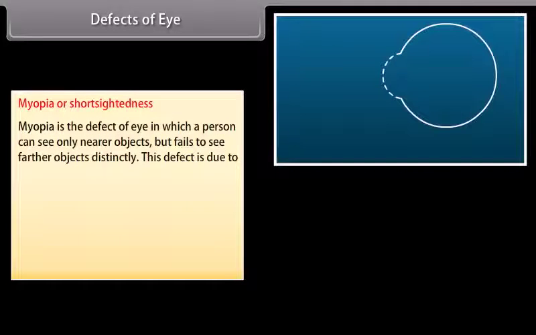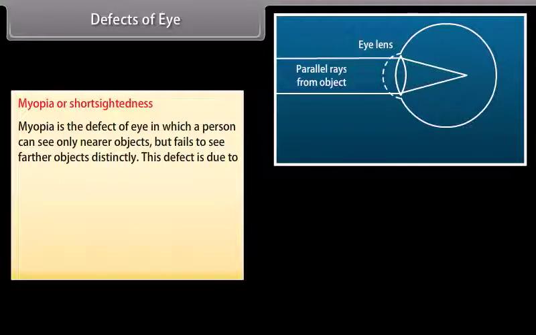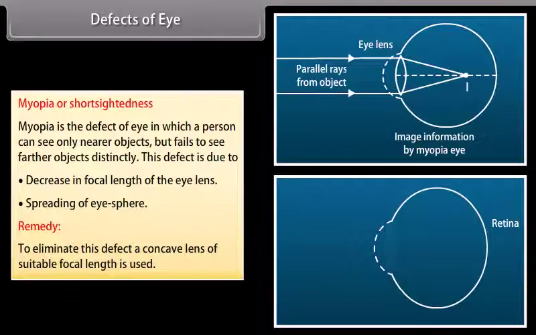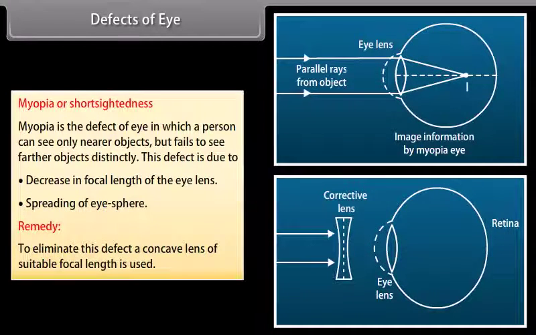Defects of eye. Myopia or short-sightedness. Myopia is the defect of the eye in which a person can see only nearer objects but fails to see farther objects distinctly. This defect is due to: 1. Decrease in focal length of the eye lens. 2. Spreading of the eye sphere. Remedy: to eliminate this defect, a concave lens of suitable focal length is used.